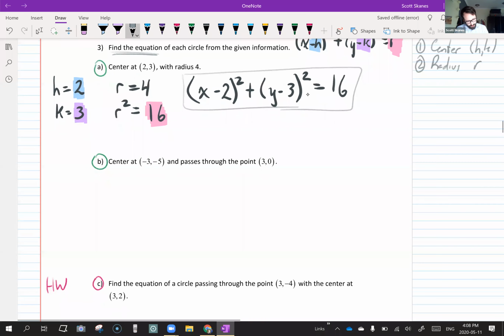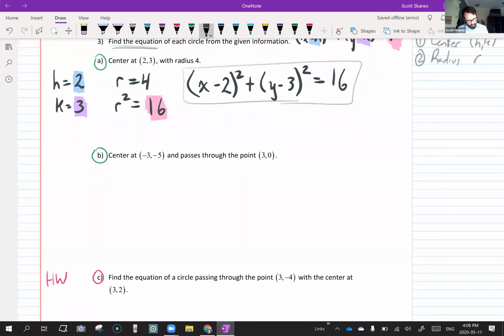So for the next question, and you can try it yourself if you want, h is clearly -3. It's given directly by the center. k is also -5, given directly by the center. But I have this weird problem. It passes through the point (3, 0).